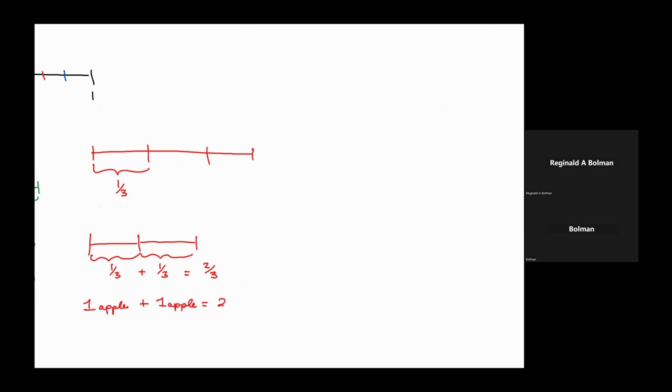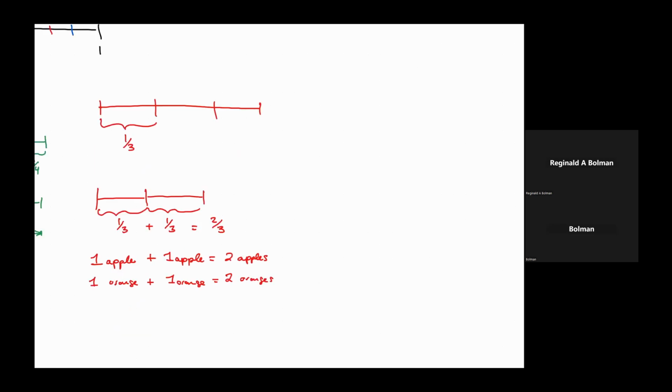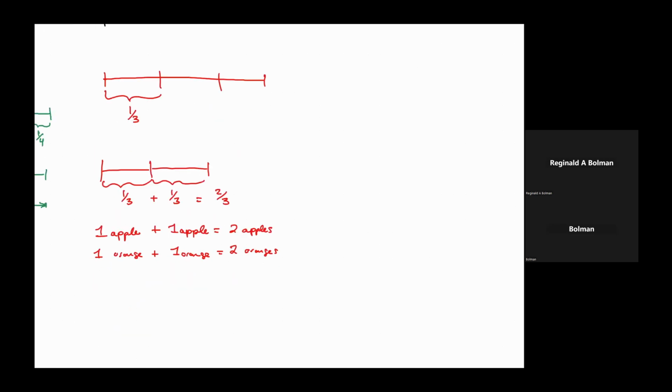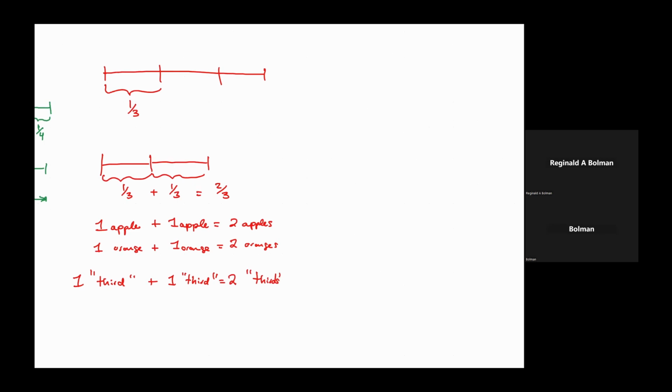And if you have 1 orange plus 1 orange, how many oranges do you have? We would say we have 2 oranges. Now, what we're saying here when we start stacking thirds of a foot on top of each other is we're saying we have 1/3 plus 1/3. How many thirds do I have? I have 2 thirds.